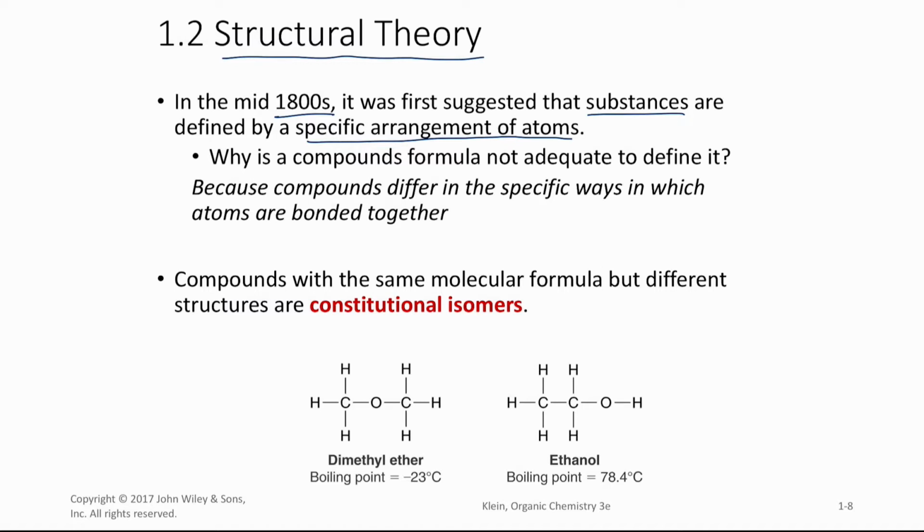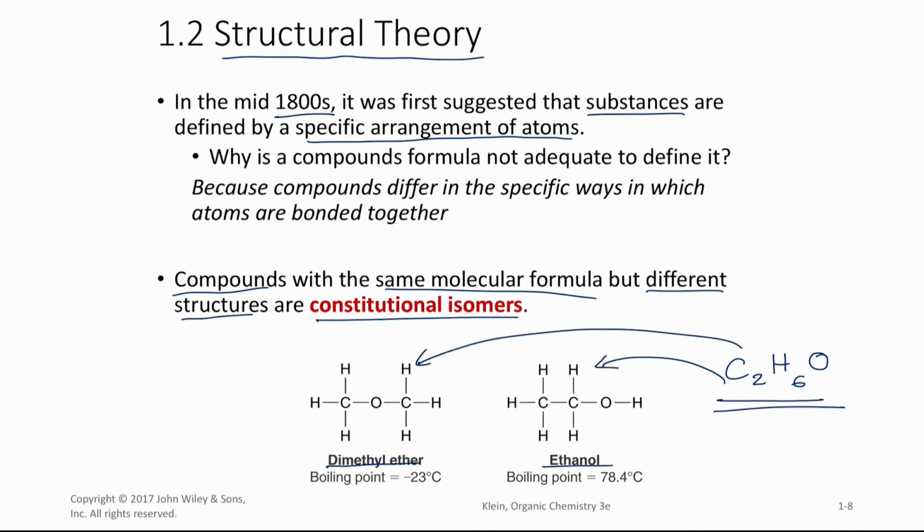Because there are chances that even if the formula is the same, you can have compounds that have the same molecular formula but a different structure. These molecules are called constitutional isomers. For example, if you take dimethyl ether and ethanol, there are 2 carbons, 6 hydrogens and 1 oxygen. Even though the molecular formula is the same, it can have 2 different structures. Because these are 2 separate structures with different bonds and different physical properties, we know that these are separate molecules with the same molecular formula. These types of molecules are called constitutional isomers.